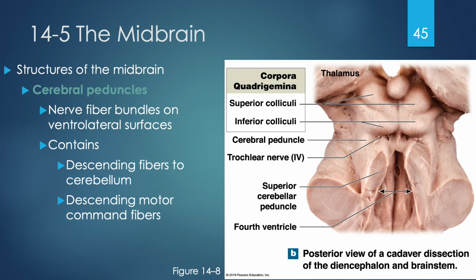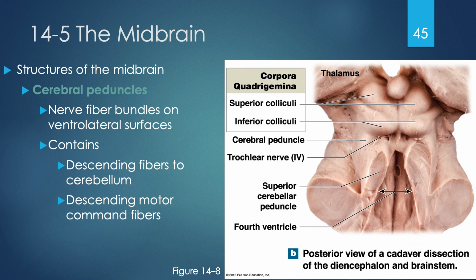So let's take a look at figure 14.8 on the right, and the first thing you're going to see is that boxing, the corpora quadrigemina. We're going to look at that in the next slide, but this is just basically the 4 quadruplets. So anatomists were funny. I don't know how they named things, but we're going to have to work with it. So we've got the corpora quadrigemina, and the 2 at the top are the superior colliculi, and the 2 at the bottom are the inferior colliculi.